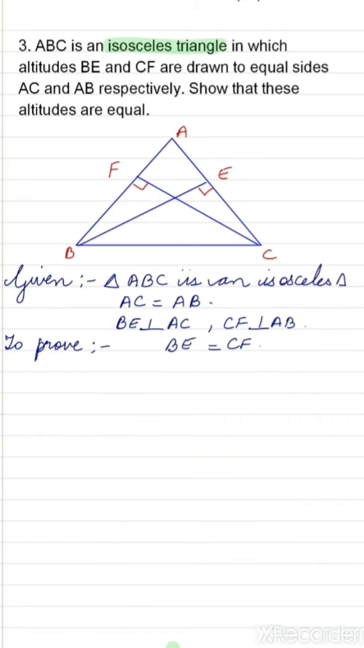ABC is an isosceles triangle in which altitudes BE and CF are drawn to equal sides AC and AB. Show that these altitudes are equal. You are given a triangle ABC in which AC is equal to AB and BE and CF are altitudes on AC and AB respectively, means that BE is perpendicular to AC and CF is perpendicular to AB, and you have to prove that BE is equal to CF. Let's start the proof.